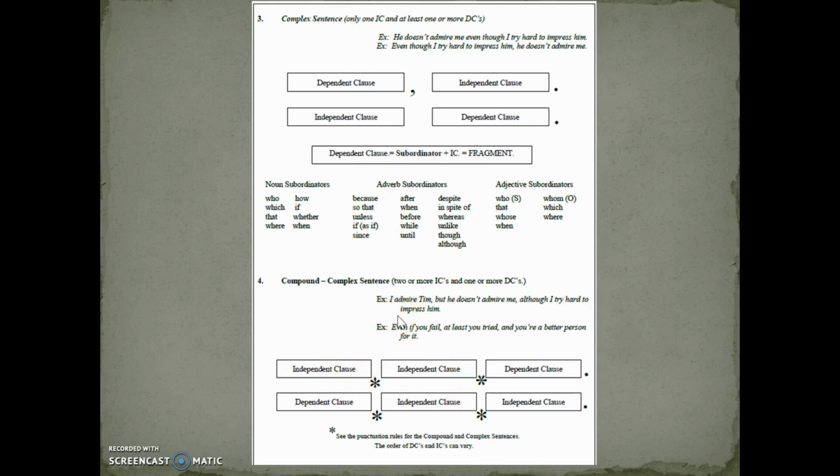When it comes to the punctuation of compound complex sentences, you use the same punctuation as you use for complex sentences and compound sentences. How do you punctuate 2 independent clauses? It's the same way as you punctuate compound sentences. How do you punctuate an independent clause with a dependent clause? It's the same as you do with complex sentences.